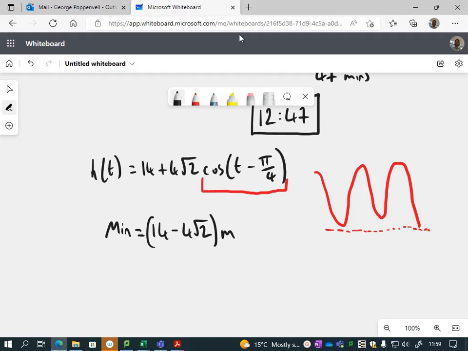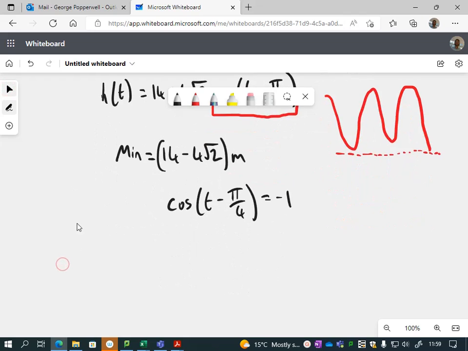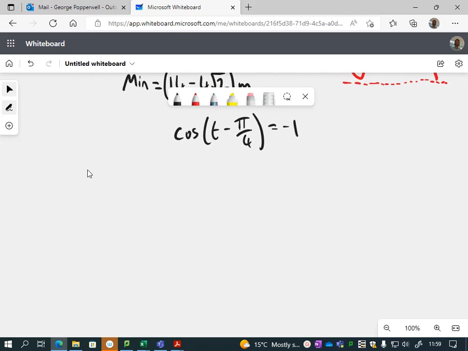And then, when does it occur? As we said, it's when cos of t minus pi over 4 is equal to -1. So we need to solve that. Solving that, we get t minus pi over 4 is equal to pi. I can see straight away, there are other solutions here, but when I add pi over 4, this is going to be the one that I'm after.